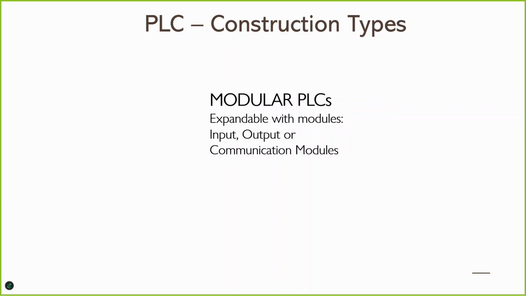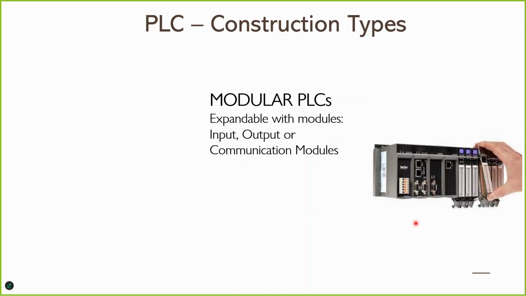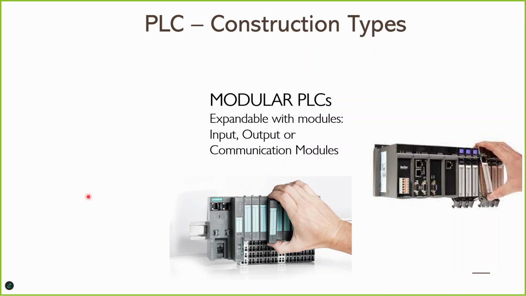Another type is the modular PLCs. The modular PLCs are expandable with modules. So there is the central processing unit of the PLC, and then you have input modules, output modules, communication modules, power module, whatever modules are attached to this type of PLCs. An example is what you see here. The main part here is the CPU, and then you have modules that you can connect and remove from the central module in itself. This is a Siemens version of a modular PLC.